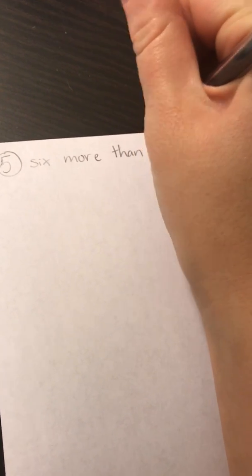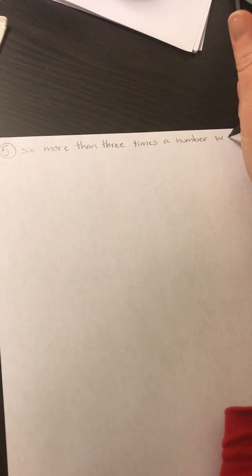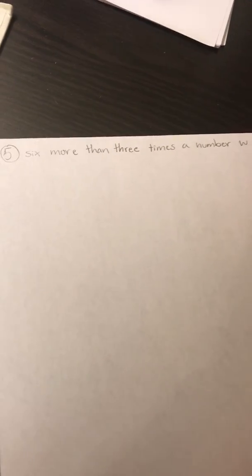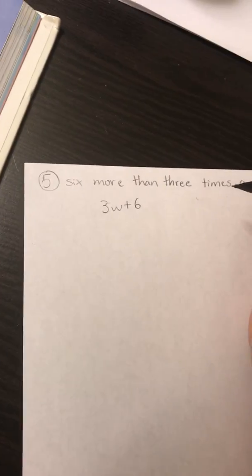Number 5 says 6 more than 3 times a number w. So 6 more than 3 times a number w. So that means that we're going to have 6 more. So we know we're adding 6. So I'm going to go ahead and write my plus 6. And then it says 3 times a number w. So that means I'm going to have 3w in front of it.